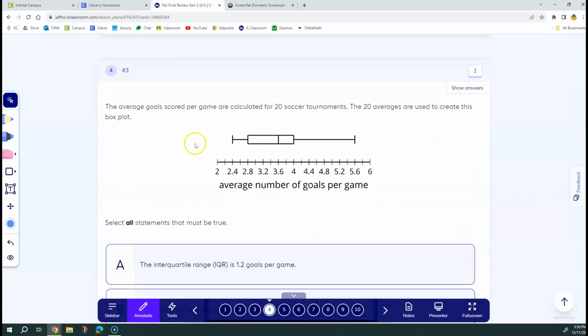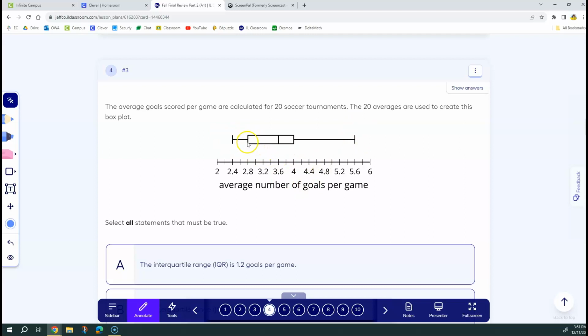And problem 3, taking a look at a box plot. The average goals scored per game are calculated for 20 soccer tournaments. So they took the number of goals of 20 soccer tournaments and then averaged them out. The 20 averages are used to create this box plot. Well, a reminder for yourself, what information do box plots show us? Okay, well, it shows us the minimum number of goals. It shows us the maximum number of goals.